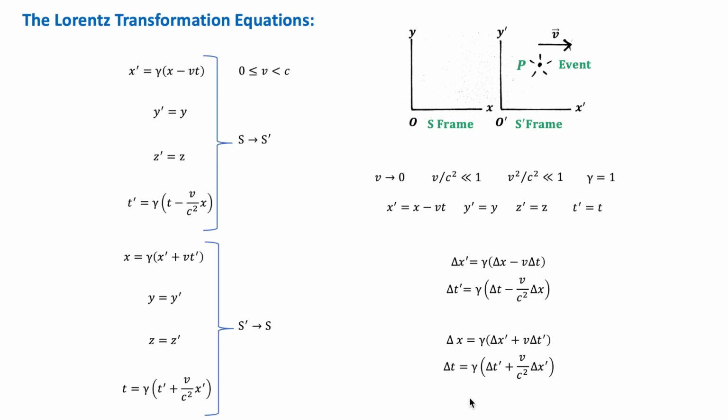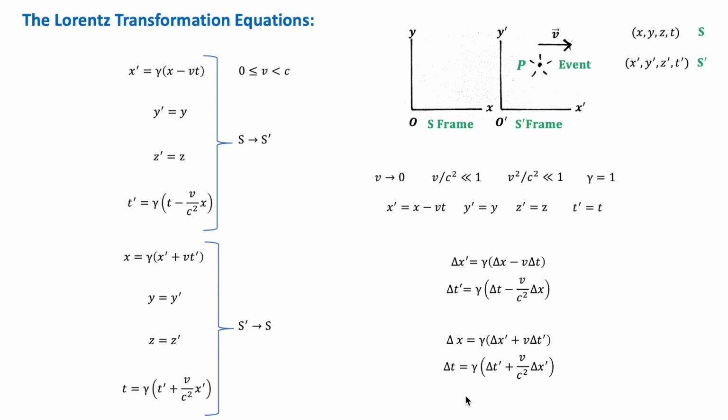So we will now discuss the Lorentz transformation equations. So in the video of special relativity part 1, we have seen that the Galilean transformation is not valid if the speed v is close to the speed of light. And here we will show that the Lorentz transformation equations apply for all speeds in the range of v greater than or equal to 0 and less than c.